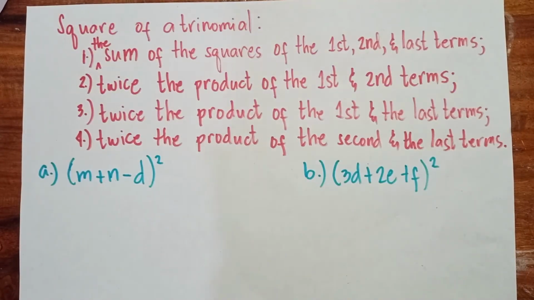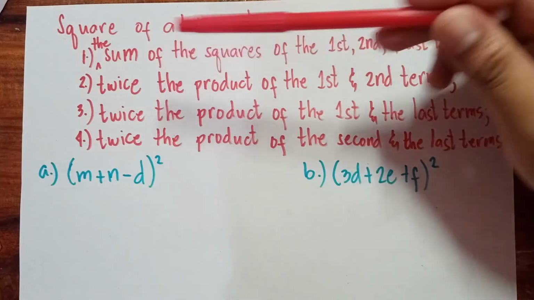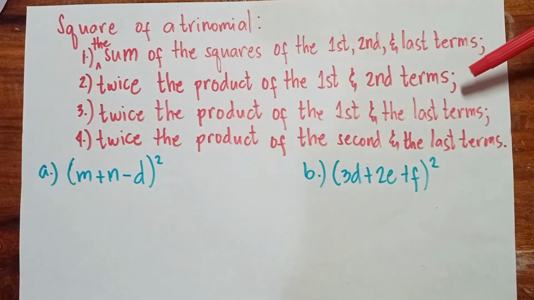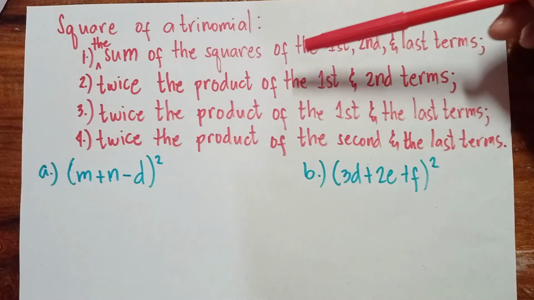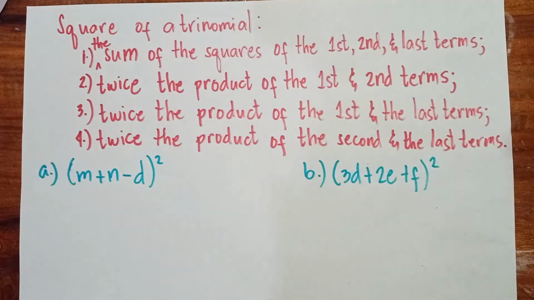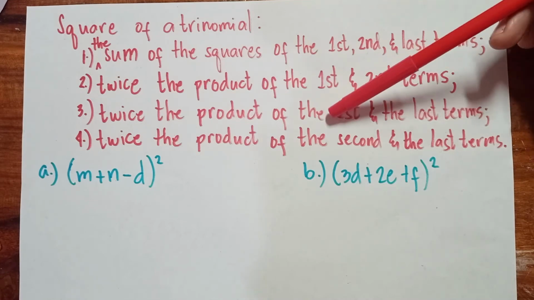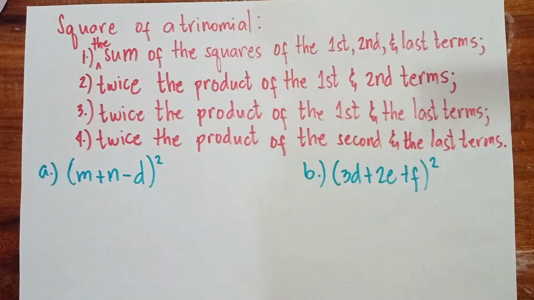So the next special product I'm going to show you is how to square a trinomial. There are 4 steps in how to square a trinomial. First, we are going to get the sum of the squares of the first, second, and last terms. Step number 2, we are going to get twice the product of the first and the second terms. In other words, we multiply the first and the second term, then multiply by 2. Third, we are going to get twice the product of the first and the last terms. In other words, we multiply the first and the last term, then multiply again by 2.